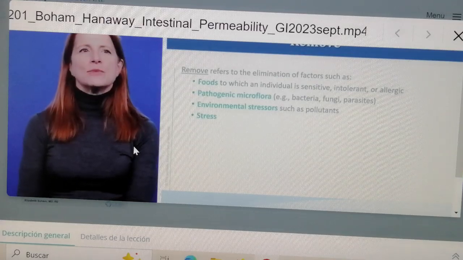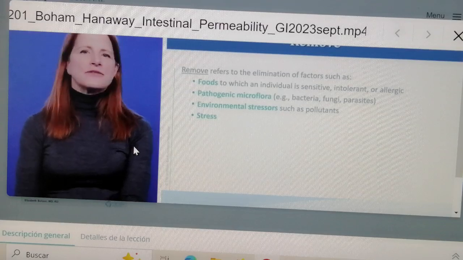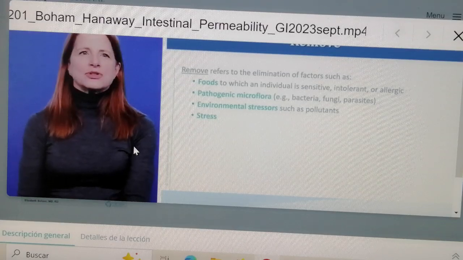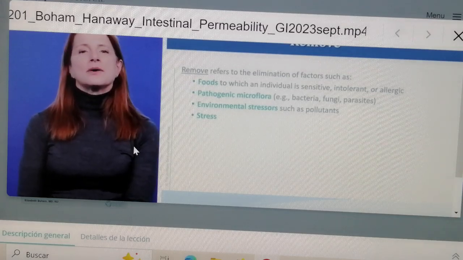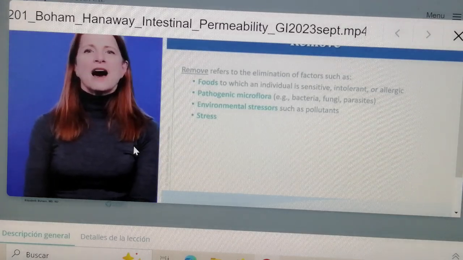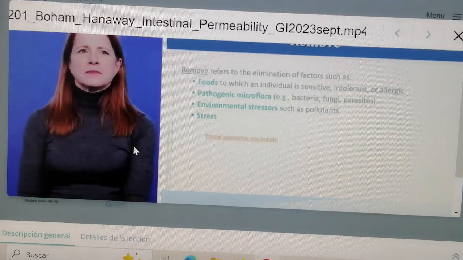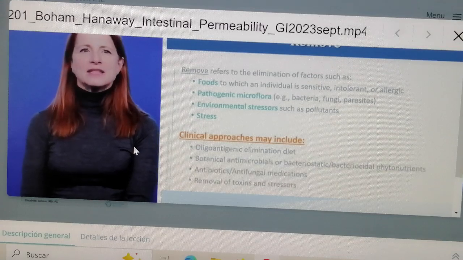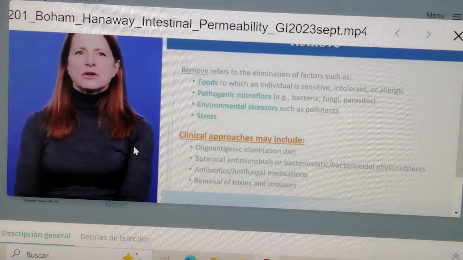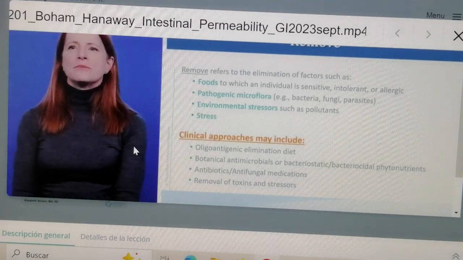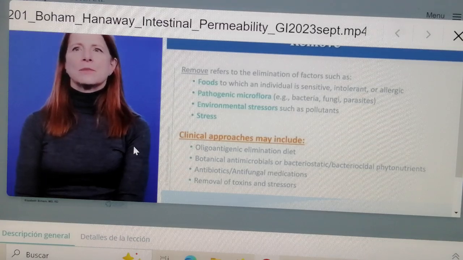But for a period of time you're removing, then you're removing pathogenic microflora if you find it. You're removing any environmental stresses like pollutants, like glyphosate, so remove may also include removing the non-organic foods. So you can remove glyphosate and work to remove stress. So that may be that comprehensive elimination diet. That may be botanicals or medications that are used to remove, and removing stress and toxins from her as well, or one of your patients.